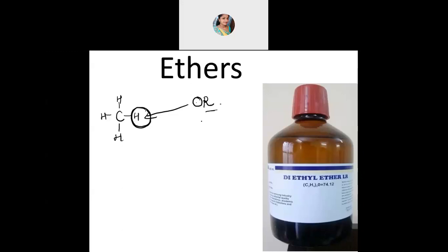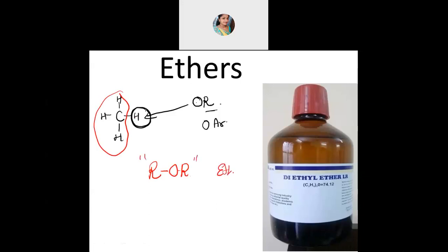Or even if you are taking an aryl compound, O and then R, a benzene ring with one oxygen. So if you are replacing the hydrogen by this group, then that is called ether. So generally, how do we write ether? This is CH3, which is nothing but R, and we have replaced that H by OR group. So you'll have ROR. These are called ethers.